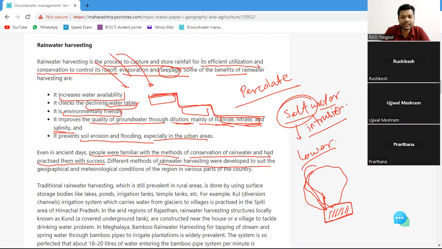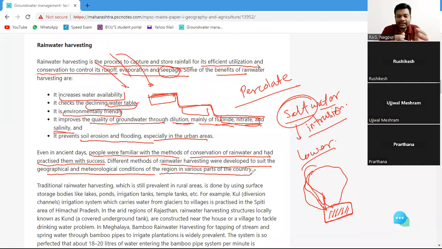Different methods of rainwater harvesting were developed to suit the geographical and meteorological conditions of various parts of the country. If you are talking about Maharashtra, we have larger rainfall, but due to the massive and compact basalt, it cannot store much water. It will store water only in the interstices, in the fractures and in the vesicles.